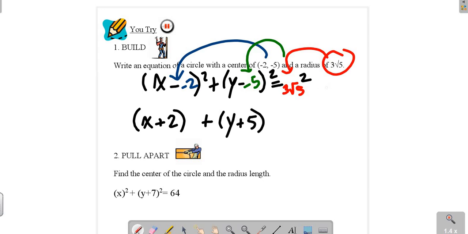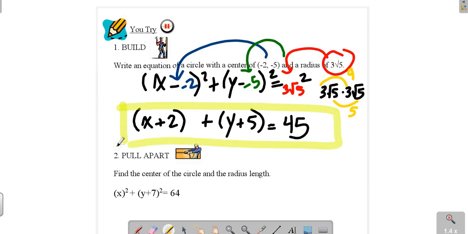And this, let's do it in the margin. 3√5 times 3√5. Outies, innies. 3 times 3 is 9. √5 times √5 is 5. 9 times 5 is 45. You're done. Make sure you correct your work. If you got any of that wrong, I expect a little note in the margin. What are you going to remember next time? That's building an equation.